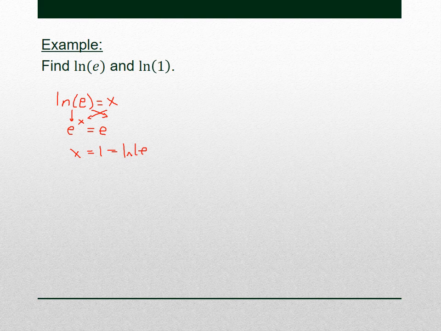And again, the e and the natural log are inverses. They undo each other. What about the natural log of 1? Sorry about that. The natural log of 1, if I say I don't know what that is, let's call it x. That means that e to the x equals 1. Well, what number goes in the exponent to say e to the blank is 1? Well, anything to the 0 is 1. So x equals 0.